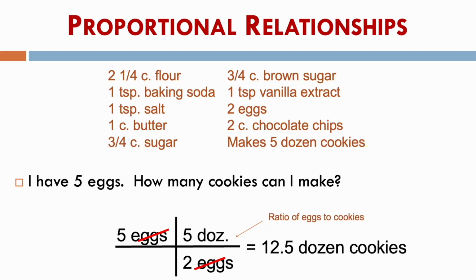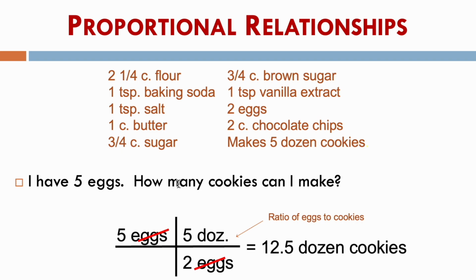We're going to start stoichiometry with an idea about proportional relationships. Let's take a look here at this recipe. This is a recipe for chocolate chip cookies, and these are all the ingredients. It takes 2 eggs to make 5 dozen cookies. If I have 5 eggs, how many cookies can I make?